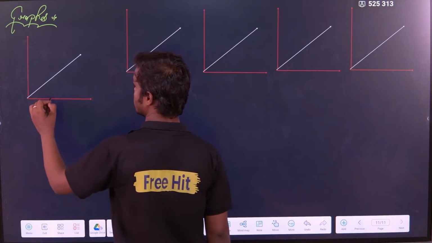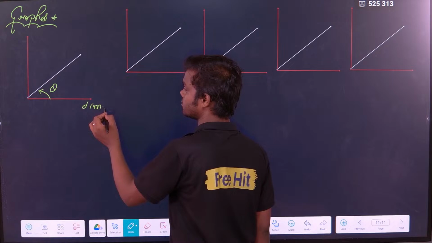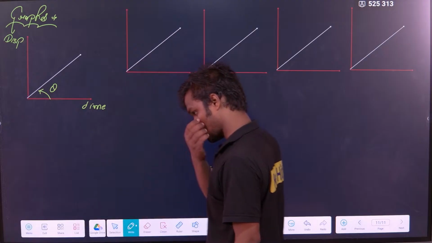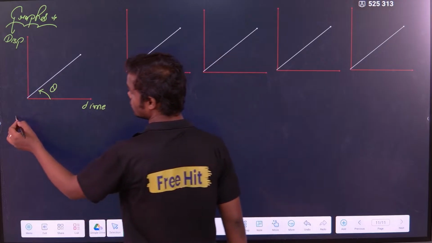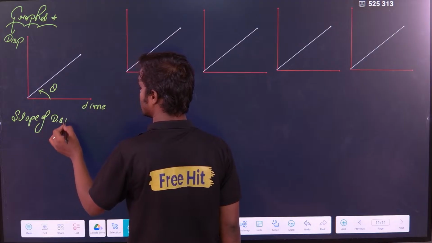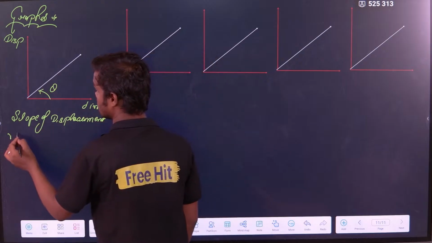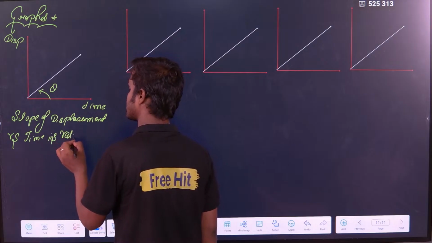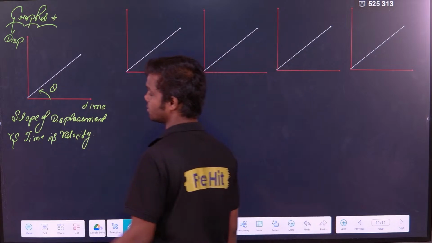So this angle is suppose theta, and this is my time and this is my displacement. What is the slope of the displacement versus time curve? That is velocity. So slope of displacement versus time is velocity. Clear? Slope of displacement versus time is velocity.